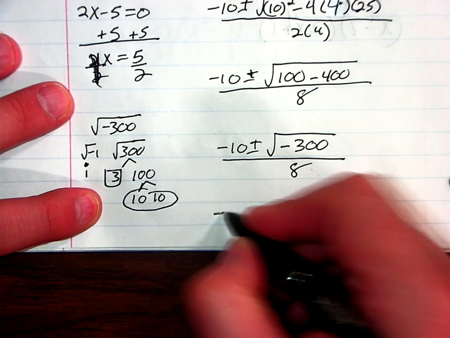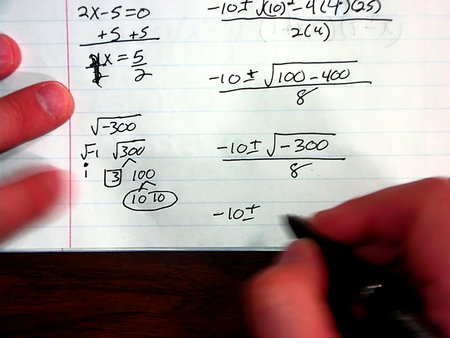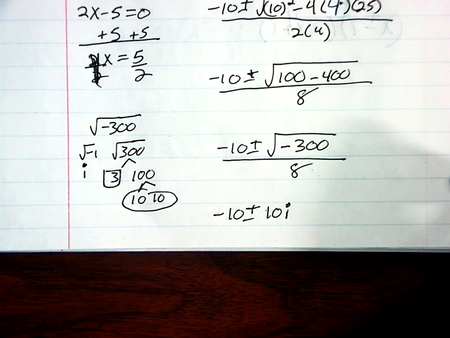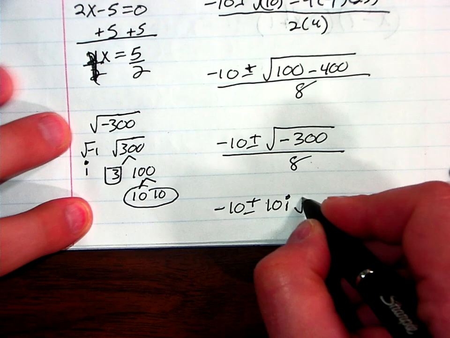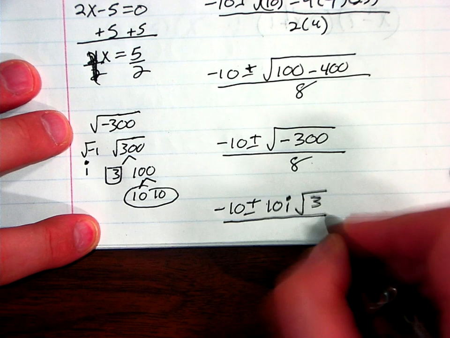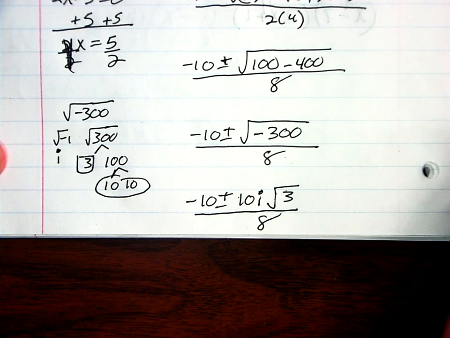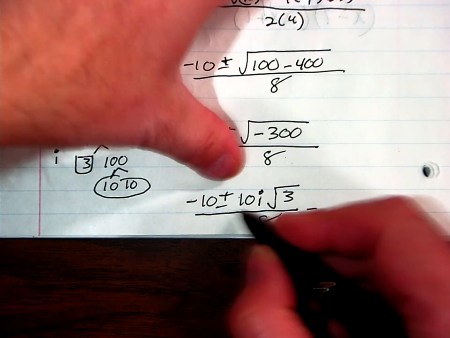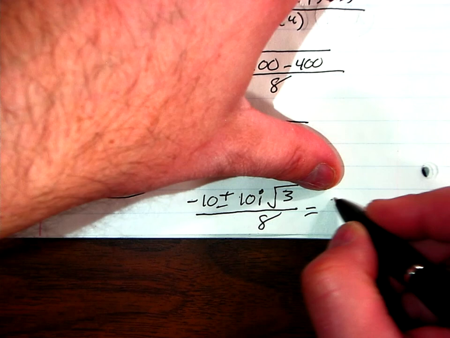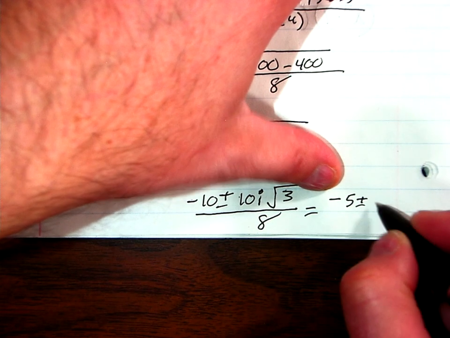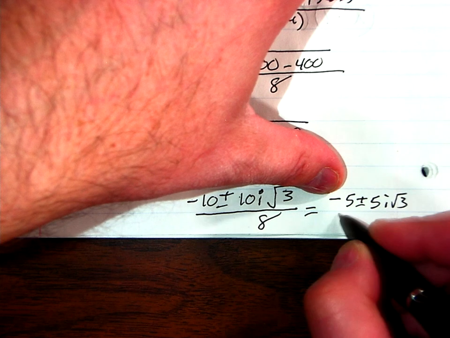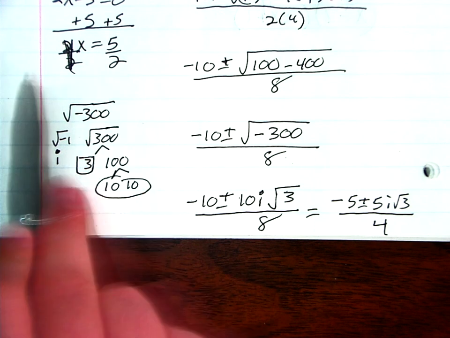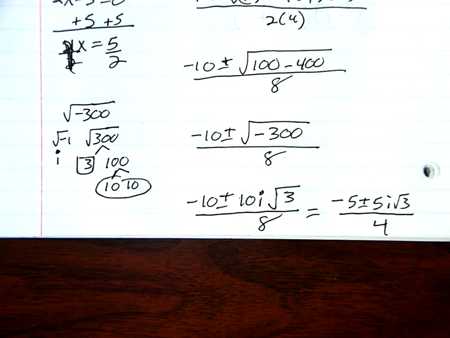So now we have negative 10 plus or minus the square root. 10i. Oh, wait. Okay. You said square root. Of 3 all over 8. Is that my final answer? Simplify. Simplify. What goes into 10 and 8? So 10 divided by 2 is negative 5 plus or minus 5i square root 3 all over 4. That is your final answer. That and this. This is your real answer. This is your imaginary answer.